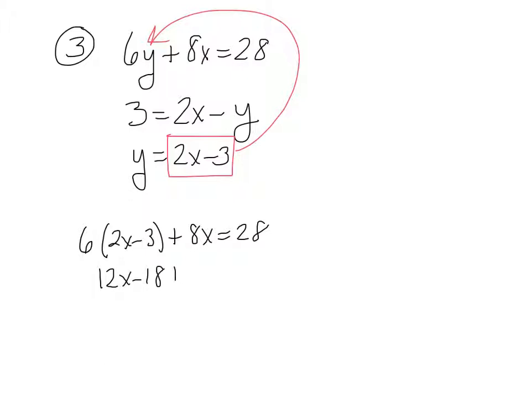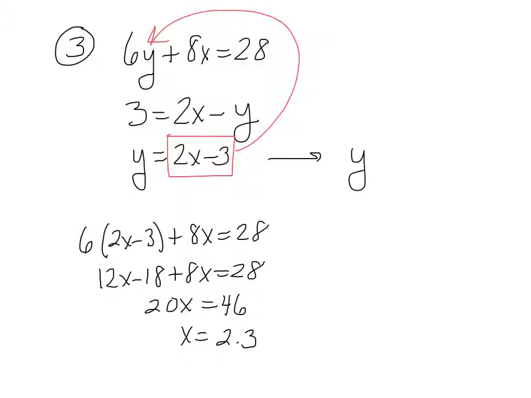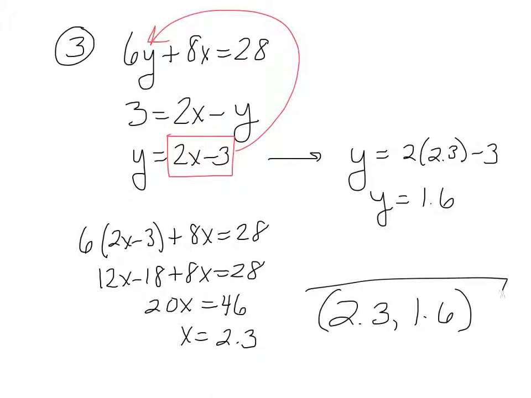I distribute. Add like terms, add the 18, that would be 46. And 46 divided by 20 would be 2.3. If I take the x and plug it back in up here, y equals 2 times 2 3/10 minus 3. That gives me 4.6 minus 3, which gives me 1.6. So my answer would be 2.3 and 1.6.